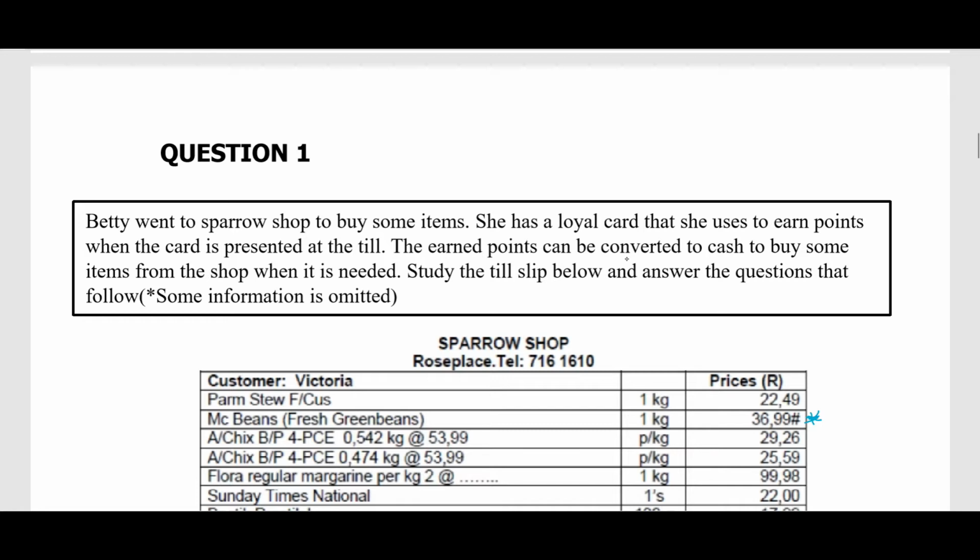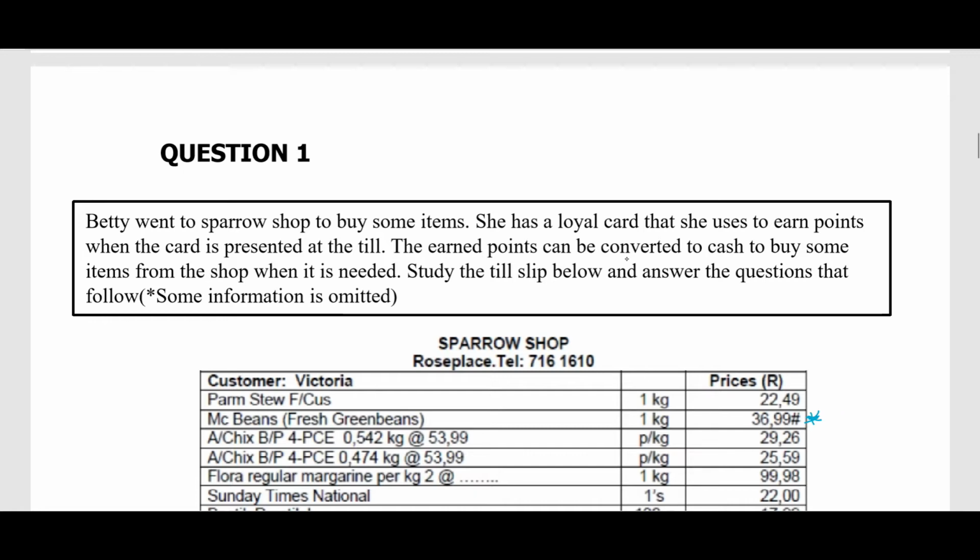Now, they are saying study the receipt or till slip below and answer the questions that follow. And in brackets, they are saying some information is omitted. So that means our receipt can have information that is not there, right? So we may be required to find such information. Now, any till slip, a receipt from a shop, must have the name of the shop where you bought the goods from. In this case, our shop is Sparrow shop, and it must also have the contact number of the shop, and also the address of the shop. It must have those things.